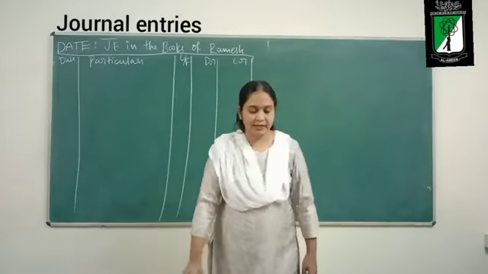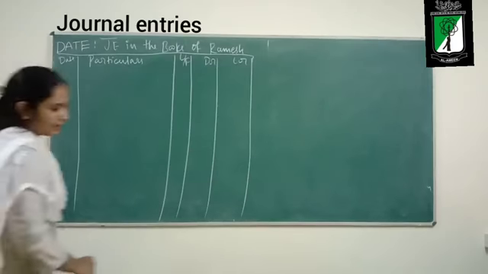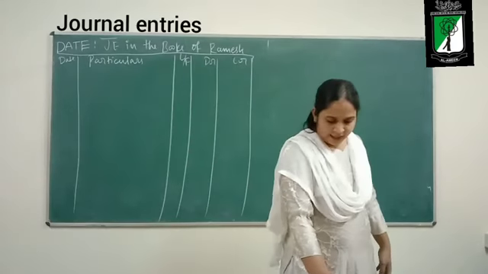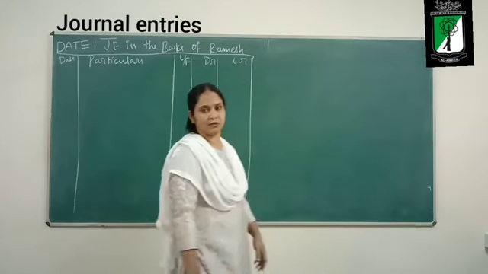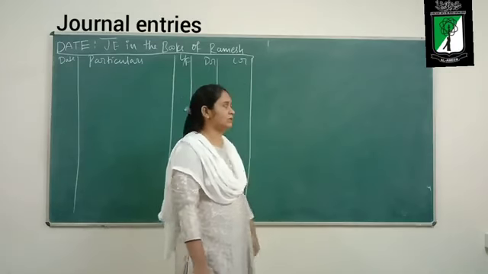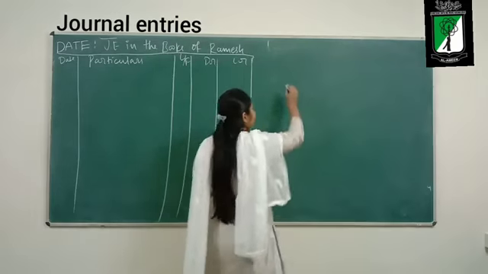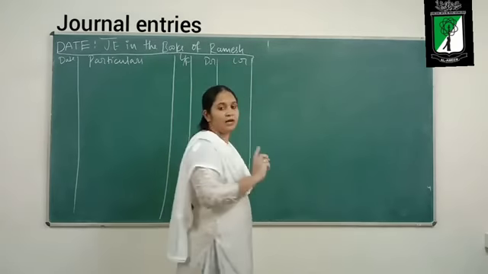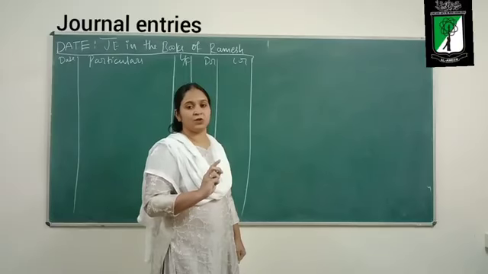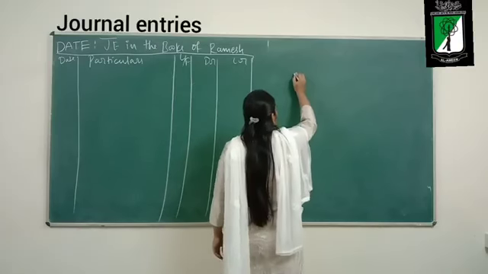What is the first transaction? Ramesh started business with cash rupees 50,000. Now Ramesh has started business, so with the help of the modern approach I'll solve the sum. Under the modern approach, with the help of the accounting equation, I have to solve the problem.